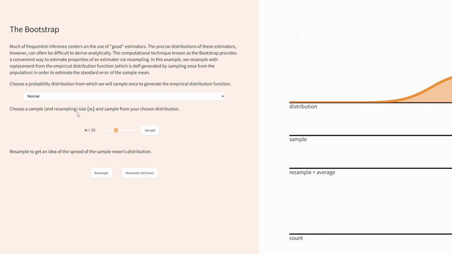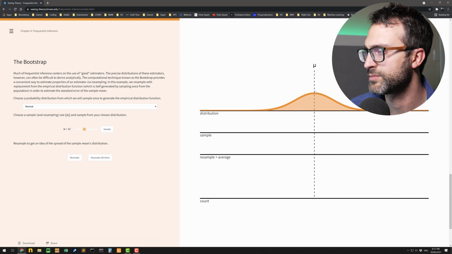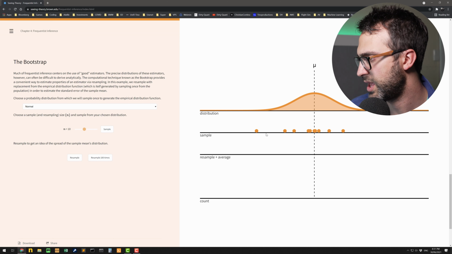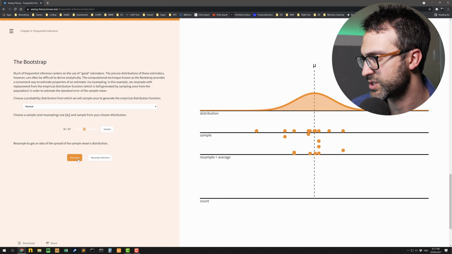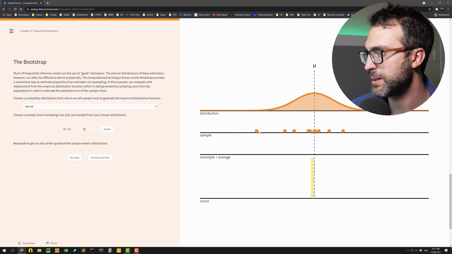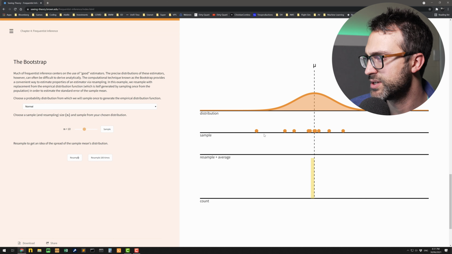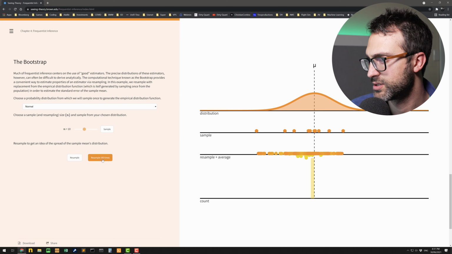Anyway, let's have a quick look. Obviously, let's go for normal, makes life easier. All right, so that's our distribution. Choose a sample and resampling size and sample from the chosen distribution. So 10, I'm going to choose 10 random numbers from this. Obviously, it's going to be most likely to pick around the mu. So I'm going to pick those 10. Okay, so that's my bootstrap. So what if I resample? Essentially, I'm randomly picking from those 10 numbers, and the average came out as that. So what if I resample 100 times?